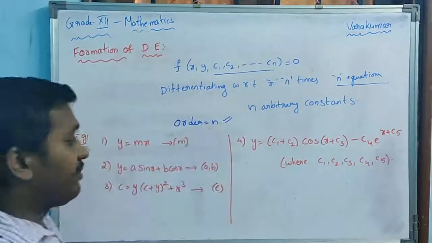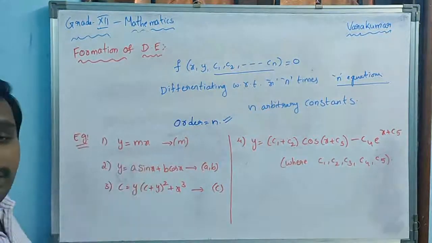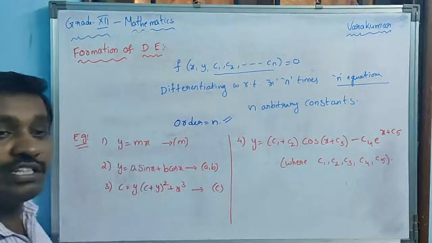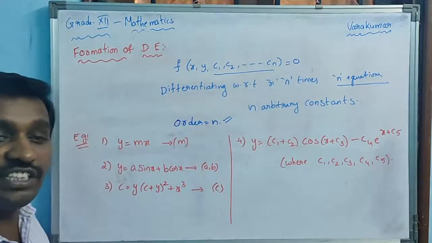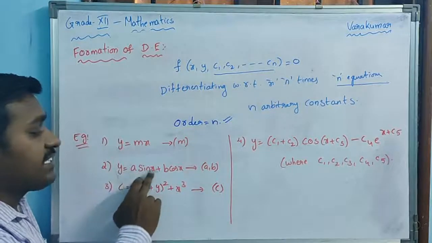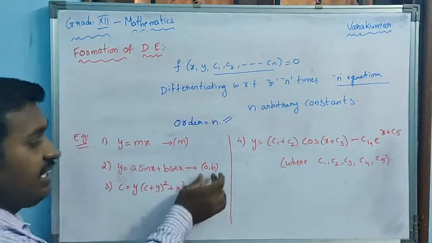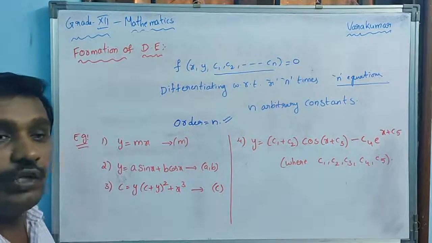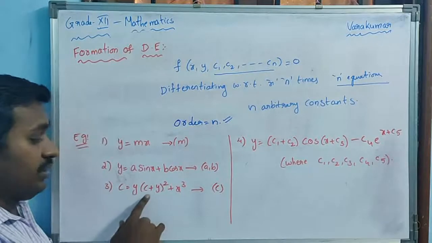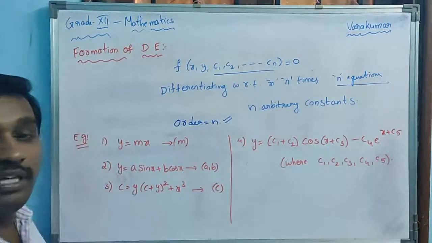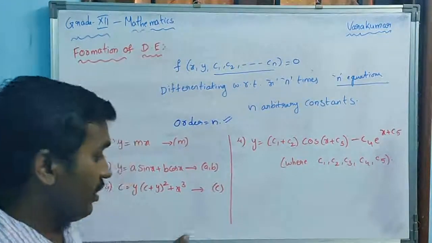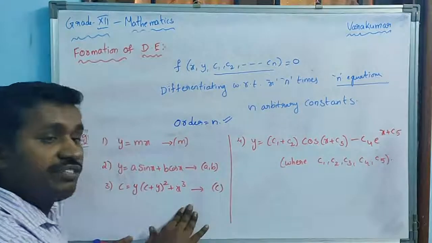Correct? Now, for example, y is equal to mx. Here, m is one arbitrary constant. So if you do the process of differentiation, the order of the equation will be 1. Now, y is equal to a sin x plus b cos x. Here a comma b are two arbitrary constants, so the order of the differential equation will be 2. And next, c is equal to y into c plus y whole square plus x cube. Here the arbitrary constant is c, so the order of the differential equation is 1.